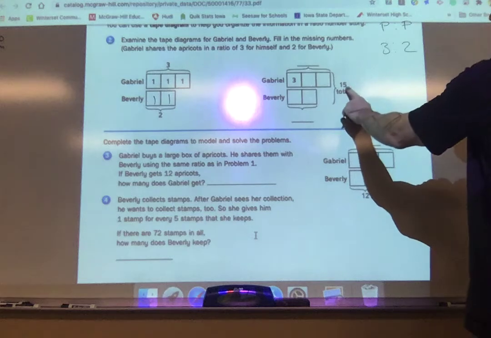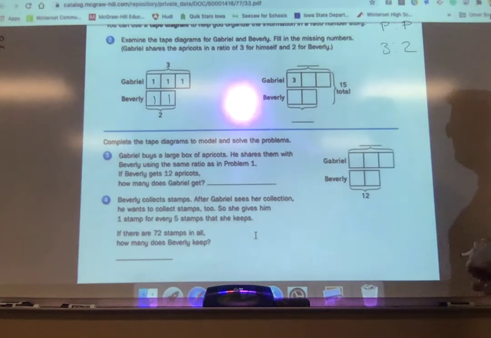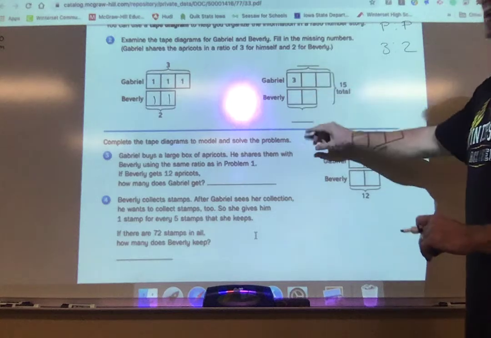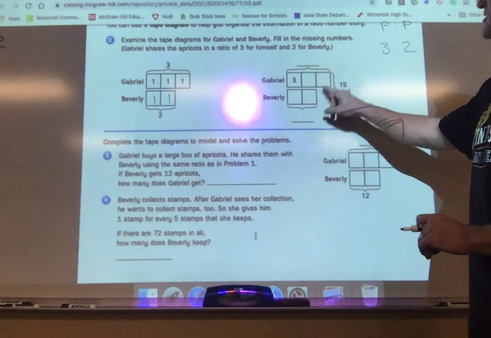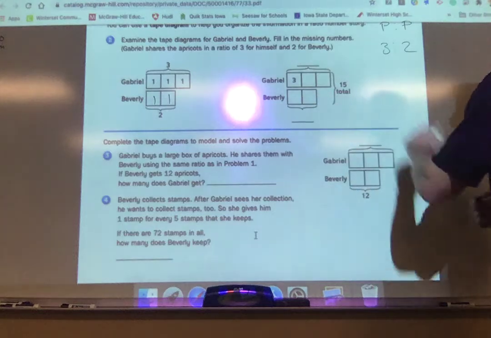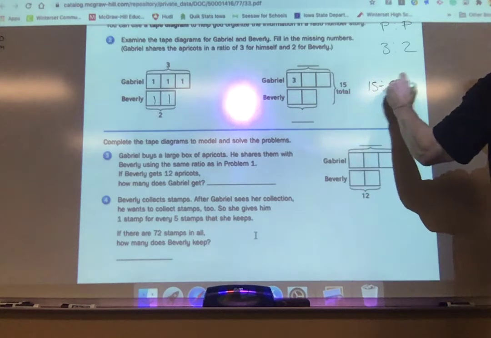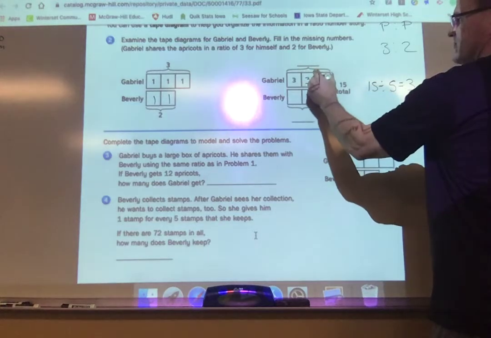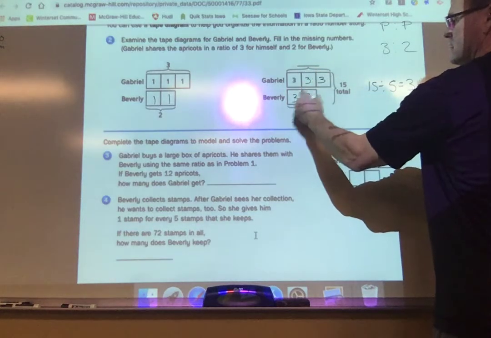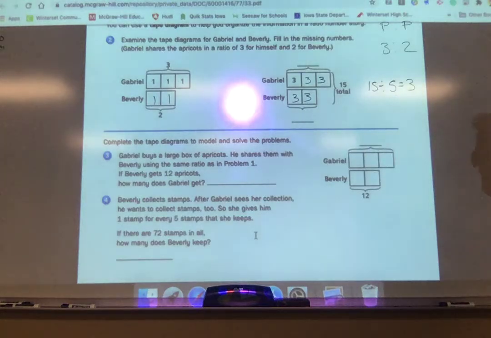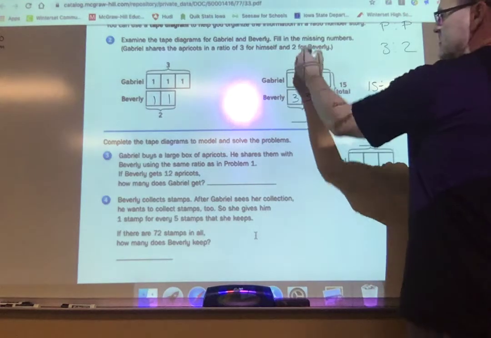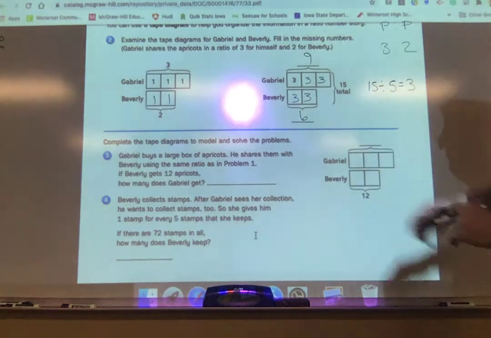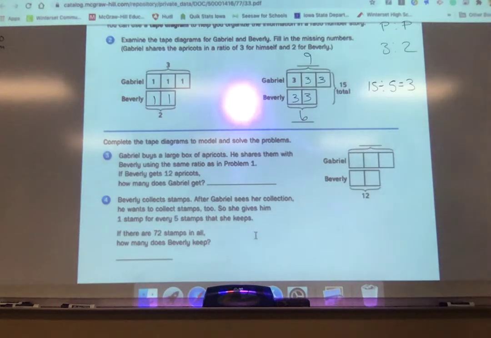So if they tell me there's 15 total apricots, what I can do is take this 15 and divide by the total number of boxes I've got. And there's 1, 2, 3, 4, 5. So if I take 15 divided by 5, that's how I get 3. So I know 3 goes in every box. So I know if I keep this 3:2 ratio, Gabriel, when he gets 9, Beverly would get 6. And if I add up 9 plus 6, that gives me my 15 total.